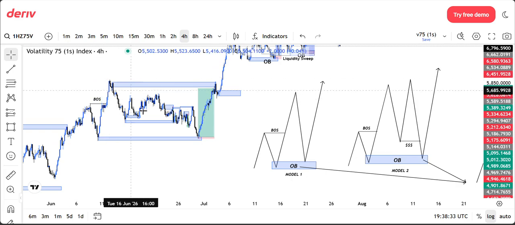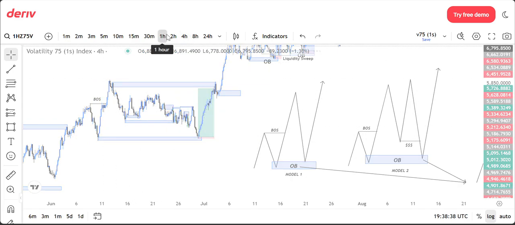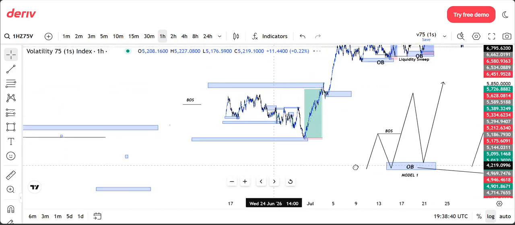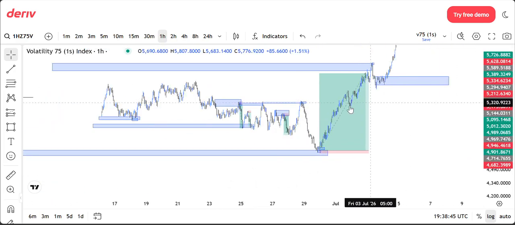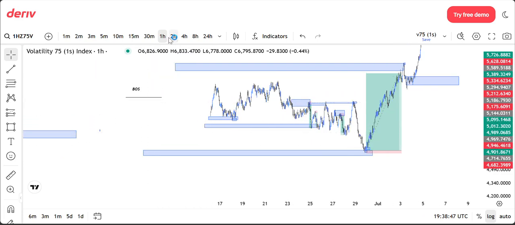Break of structure to the upside, and this is the zone that caused the break of structure. So now we refine this down to our 1-hour time frame. So we waited for price.